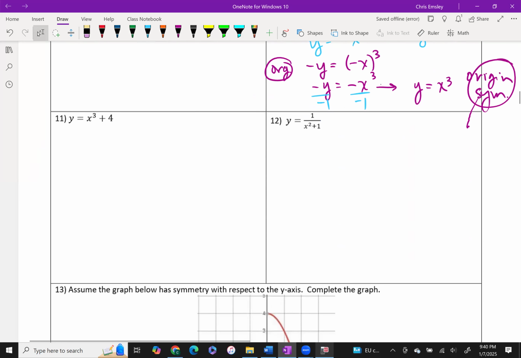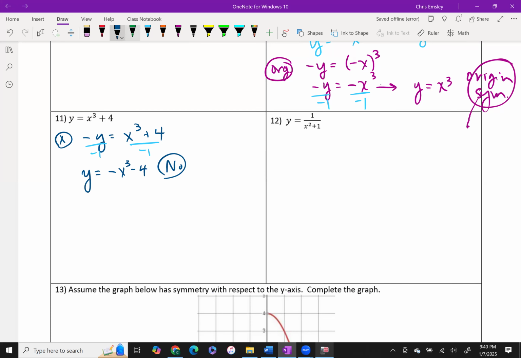Okay, this next one, number 11, again, we just have to work our way through. Check for x-axis symmetry, means putting in a negative y. We divide both sides by negative 1. Remember, we have to divide both terms by negative 1. We get y equals negative x cubed minus 4, not what we started with, so no for x-axis.